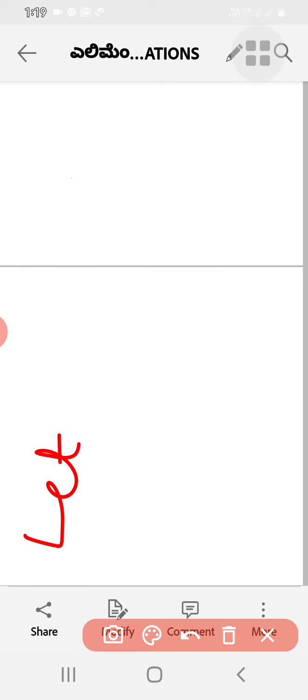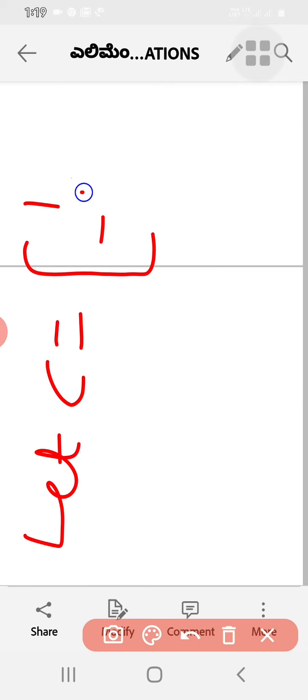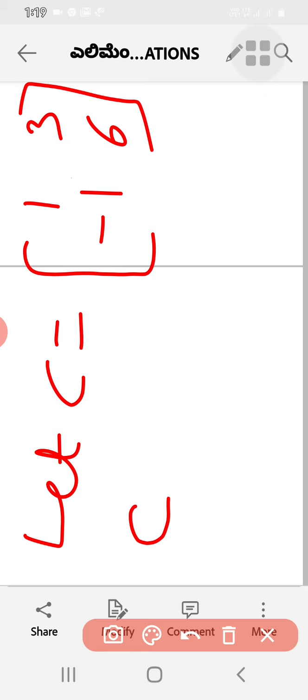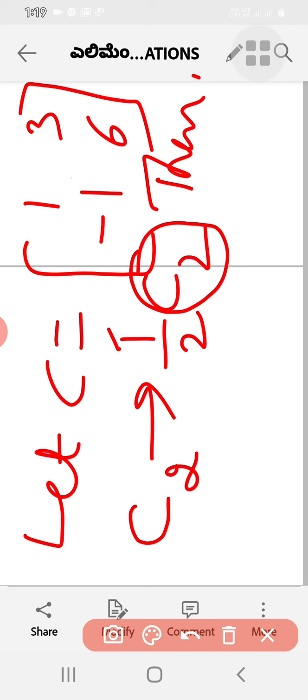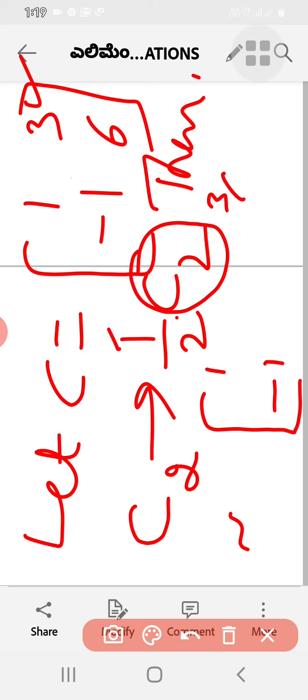So let us take another example. 1 minus 1 3 6. Here we can operate column-wise also. For example, if I take C2 changes to half C2, that means I am multiplying every element of the second column by half. Then this matrix becomes, the first column I write as it is, 1 minus 1. In the second column, the first element is 3, so half into 3 is 3 by 2. Then 6 into half is 6 by 2.